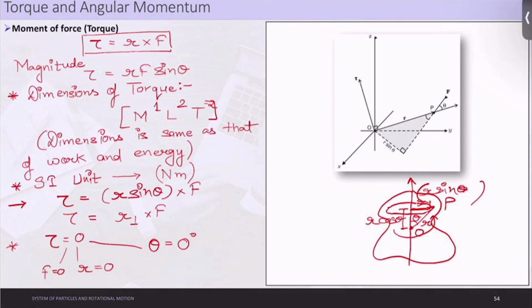Okay, so that thing is also explained. The moment of a force vanishes if either the magnitude of that force is 0 or if the line of action of the force passes through the origin. One may note that r cross f is a vector product.